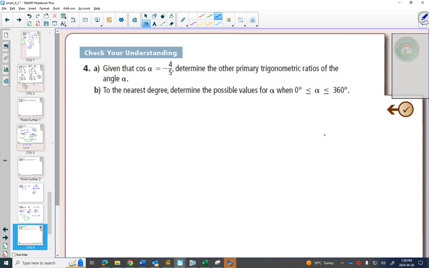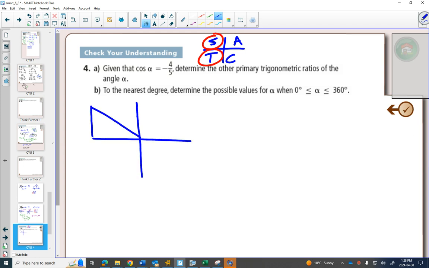All right, so given that cos alpha is negative 4/5, first of all, if we think about our CAST rule, if cos is negative, it could happen in quadrant 2 and quadrant 3. If it was in quadrant 2, you could label the reference angle. Since the angle's alpha, I would label it as alpha r, the reference angle for alpha. And I know that my adjacent over hypotenuse would be 4/5.